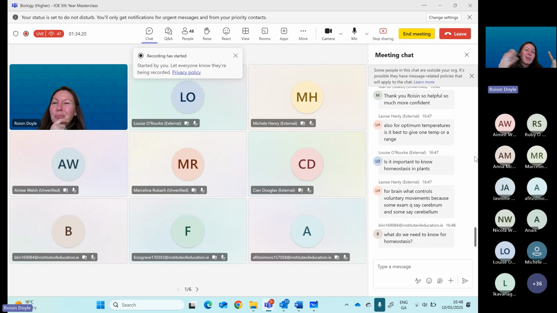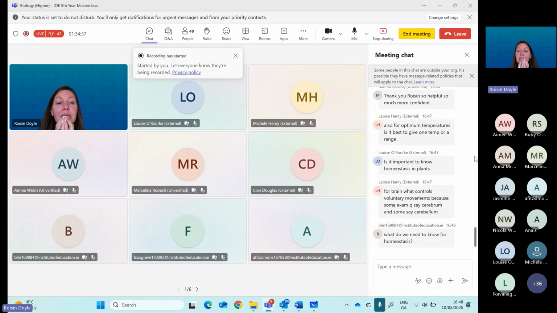Is it important to know homeostasis in plants, Louise? No. I'm not saying it's not, but I've more important things going on. You should have more important things going on in your biology than homeostasis in plants. It wouldn't be my biggest priority.